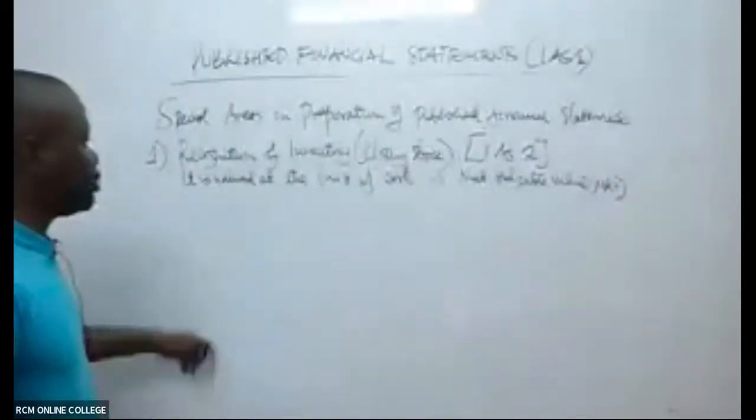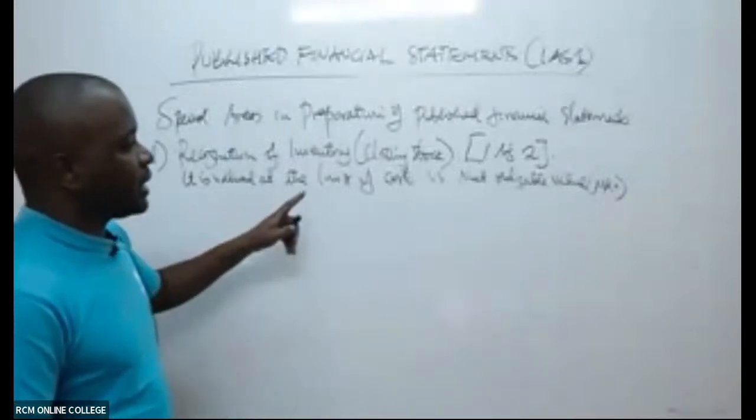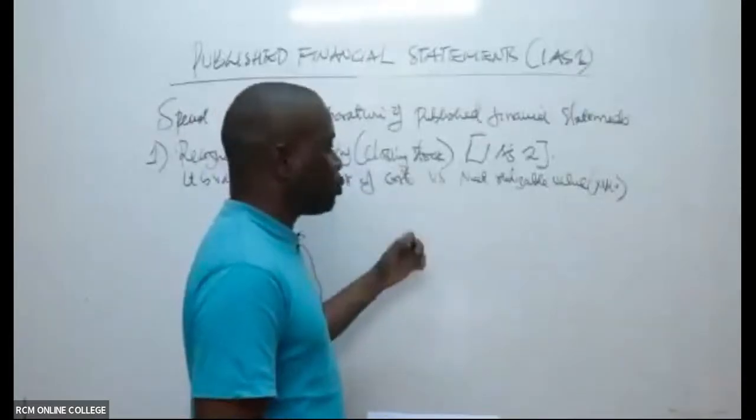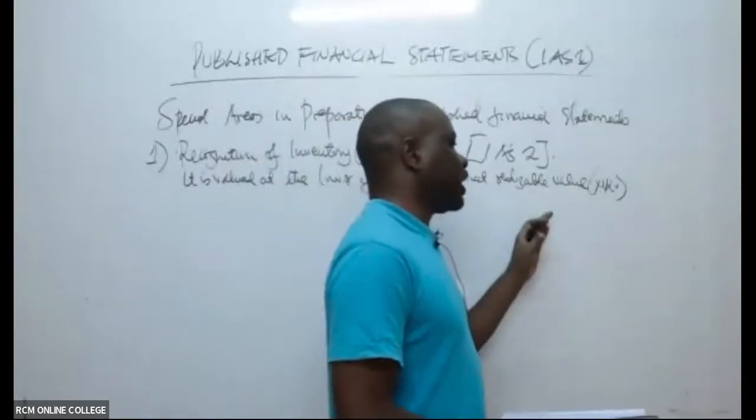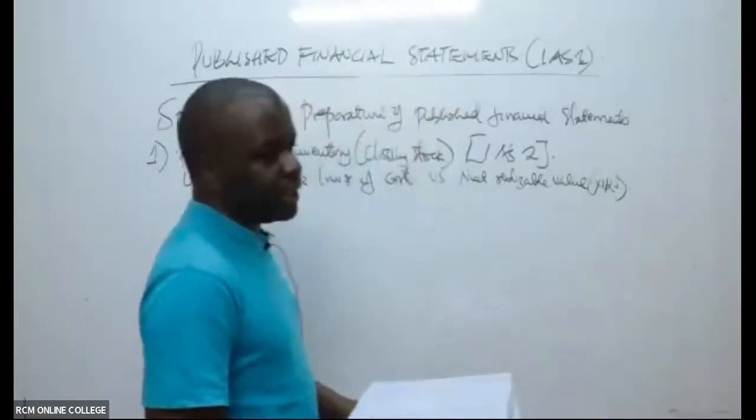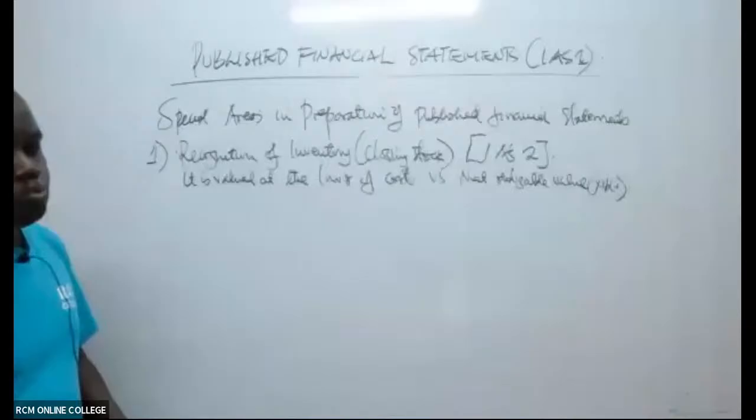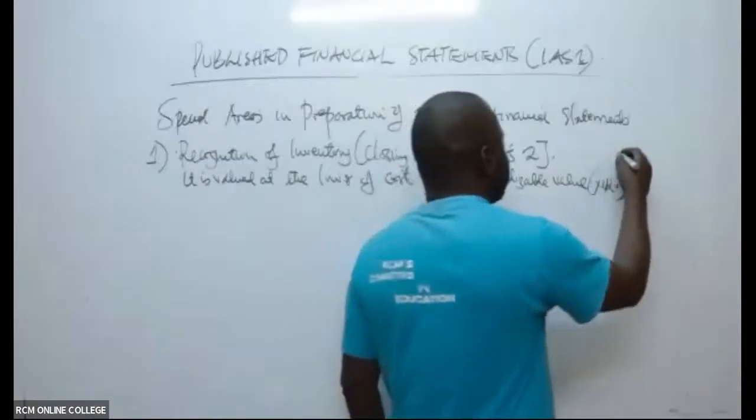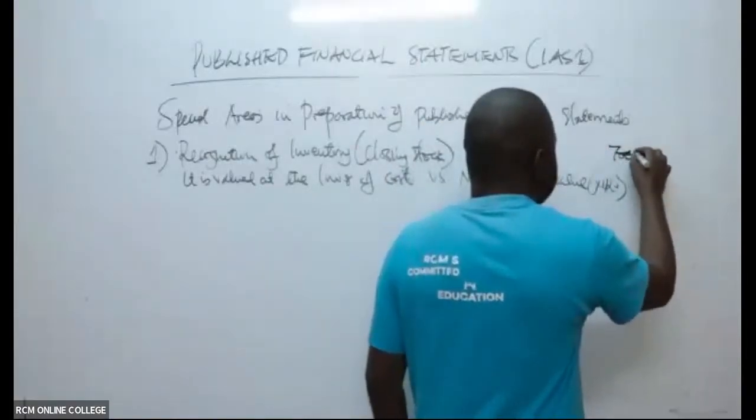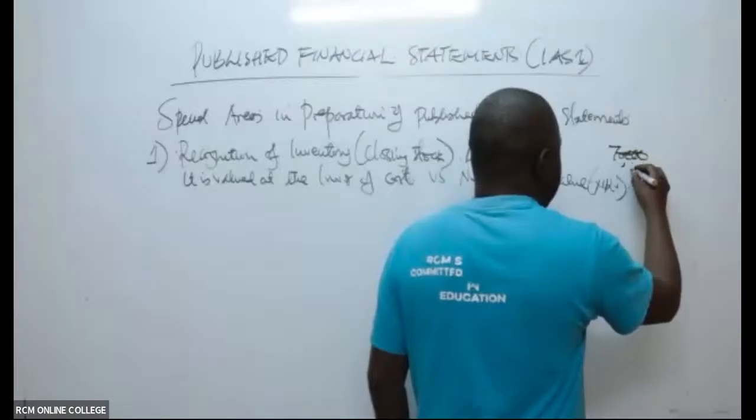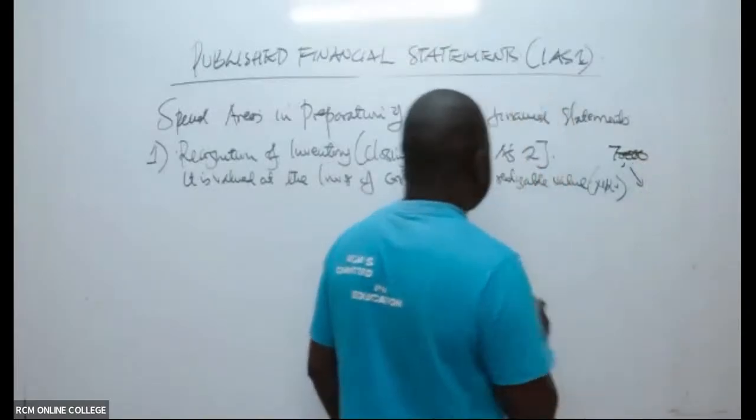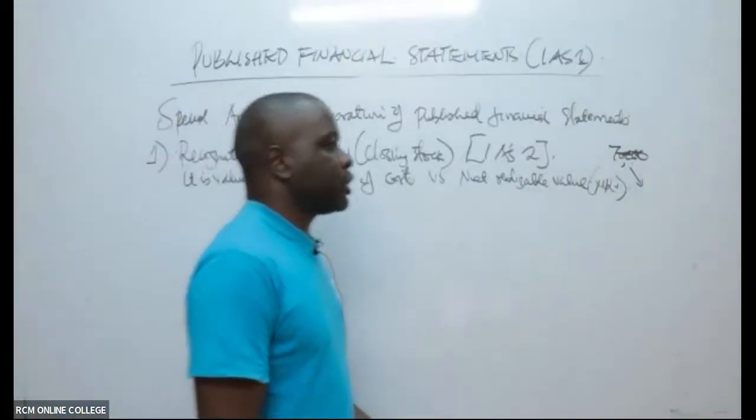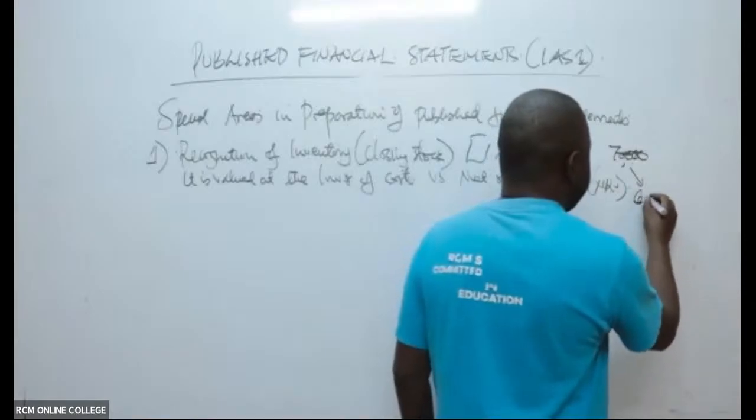Always, when you're valuing inventory, you should value it at the lower. You compare the cost of acquiring that inventory with what you can realize as a value from that inventory, and you take the lower of the two. For example, if you acquired inventory at a cost of, let's say, 70,000, and what you can realize out of this inventory, the items you are selling, is only 65,000.